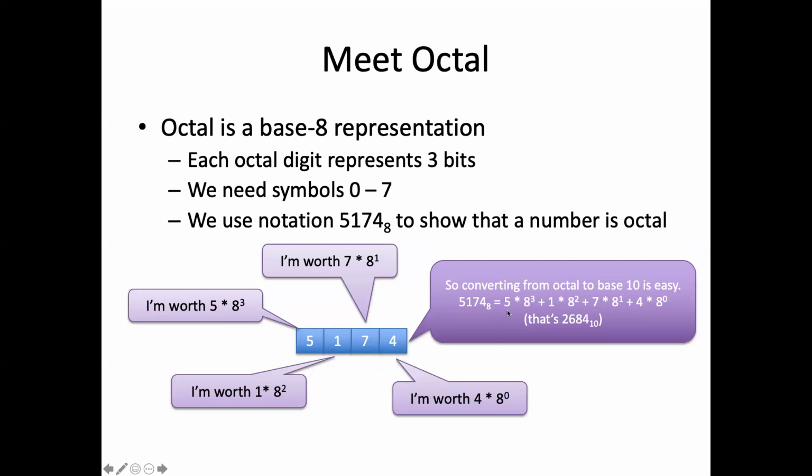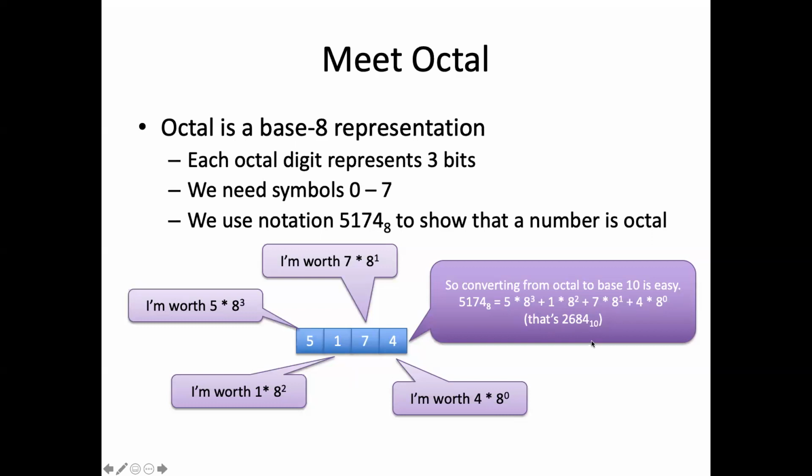If you took this number and said, well, that 5 is worth 5 times 8 cubed, the next 1 is worth 1 times 8 squared, the 7 is worth 7 times 8 to the first, and the 4 is worth 4 times 8 to the 0, you could multiply those out and add it all up. And if you did that in base 10, it would show you that this octal number is equivalent, in base 10, to 2,684. So I claim just understanding the meaning of an octal number gives us a way of converting it to decimal. And I'm showing that over here in this bubble.